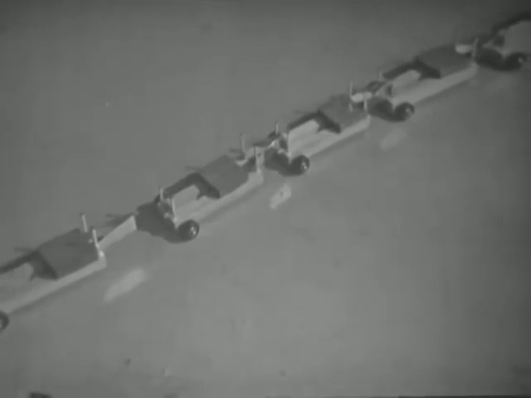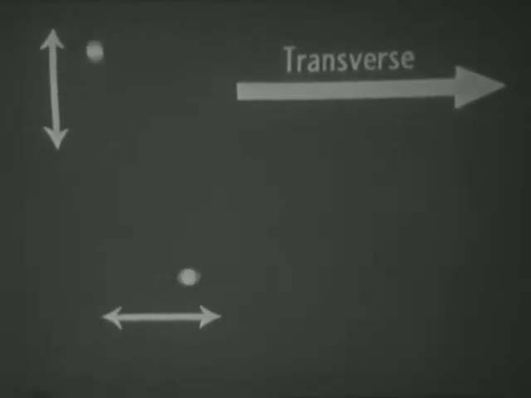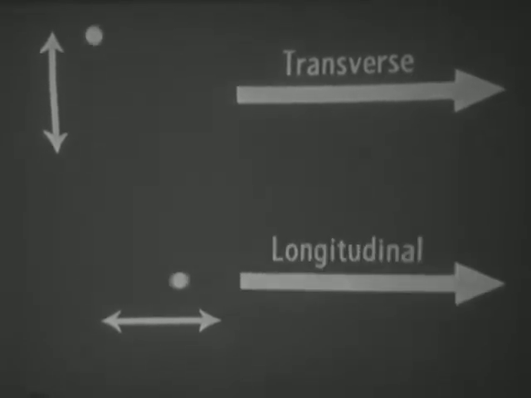So now we have two kinds of wave motion. In the first kind, the parts of the medium move back and forth at right angles to the direction of the wave. This is called a transverse wave. Water waves, and those on our machine, move like this. In the second kind, of which sound waves are an example, the parts of the medium move back and forth in the same direction as the wave, and this is called a longitudinal wave.